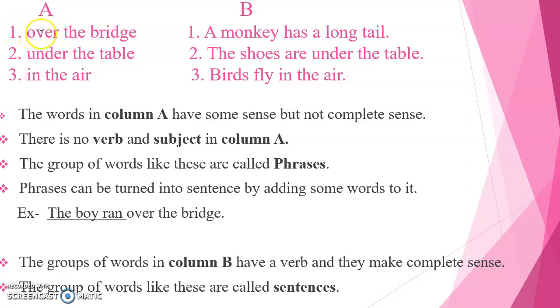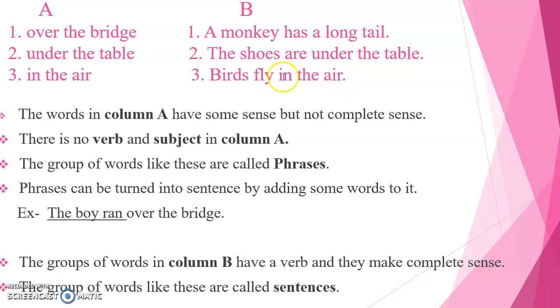Number 1, over the bridge. Number 2, under the table. Number 3, in the air. Now again, we will read column B. A monkey has a long tail. Second, the shoes are under the table. Number 3, birds fly in the air.